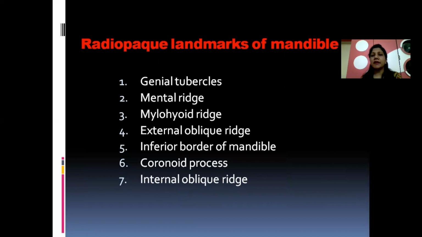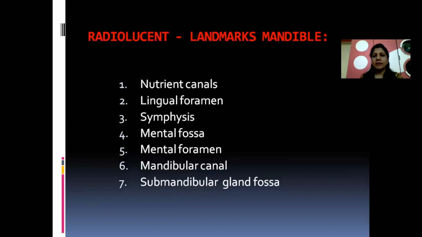Now, there are certain radiopaque landmarks in the mandible like genial tubercle, mental ridge, mylohyoid ridge, external oblique ridge, inferior border of mandible, coronoid process, internal oblique ridge. The radiolucent landmarks are nutrient canals, lingual foramen, symphysis, mental fossa, mental foramen, mandibular canal, submandibular gland fossa.